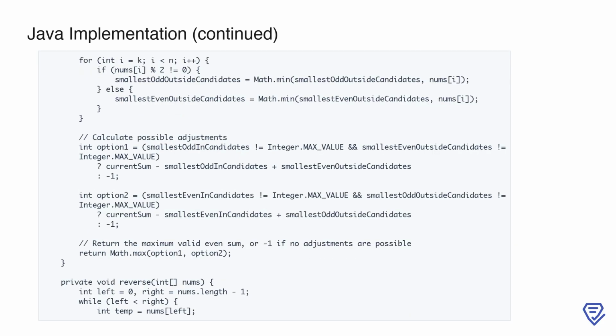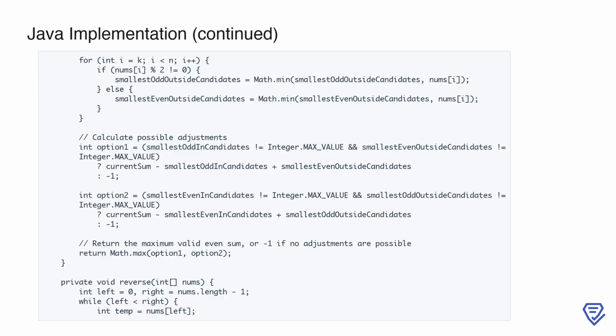We now focus on the elements outside the candidates list, iterating through the remaining numbers in the array starting from index k. Here, we look for the smallest odd and even numbers that are not part of the current subsequence. These values are stored in smallest odd outside candidates and smallest even outside candidates, respectively.